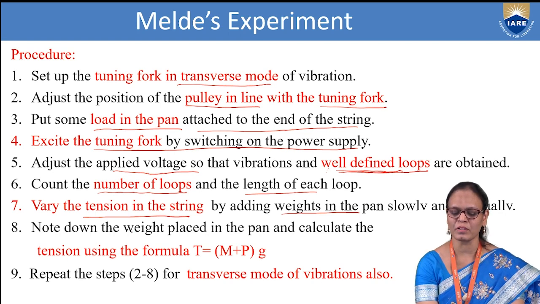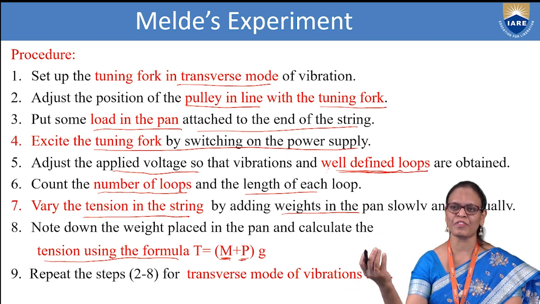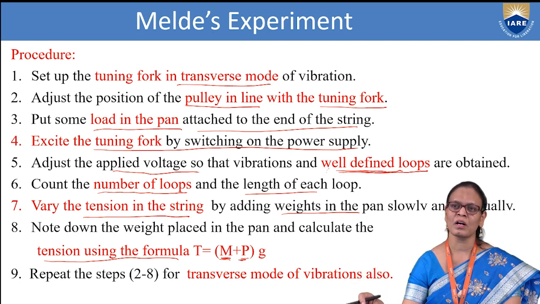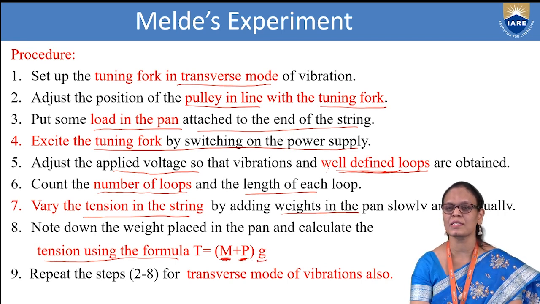Then how do you calculate the tension in the string? Tension here is (M plus P) times g. M is the mass that is added to the pan and P is the mass of the pan, because at the end, whatever string we have, a pan and also a mass that we have put in the pan. So the total tension in the string will be due to the mass we have put in the pan and also the mass of the pan multiplied by g, which is acceleration due to gravity.